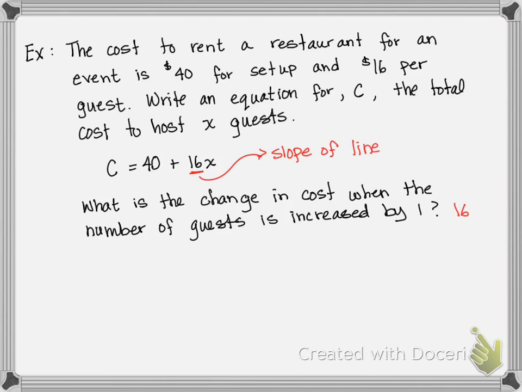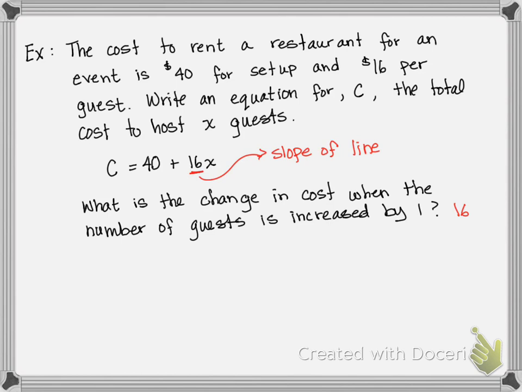And when your equation is in this form, that will always be true because every time we increase x by 1, that's like adding another 16, right? So you do 16 times 1, and then 16 times 2 is going to be 16 more. 16 times 3 will be 16 more than that. So every time that x value is increasing by 1, whatever that coefficient is, that's how much your y value is going to be changing.